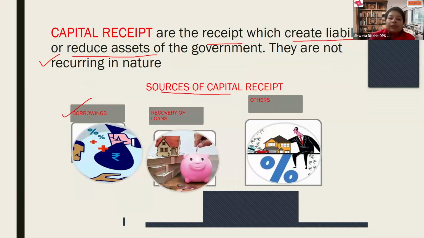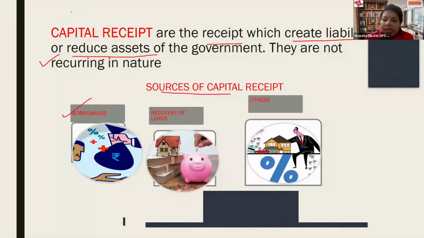Then recovery of loans. See, sometimes the government gives some loans to the states. Like the central government may give loans to the government of Delhi or the government of Gujarat or the government of West Bengal. So at the time of need, the government can ask for this loan amount back. So when the government is recovering the loan, that is also known as a capital receipt. Now you must be wondering, अपना ही पैसा वापस ले लिया, so how is a capital receipt being created? Yes, it is a capital receipt.